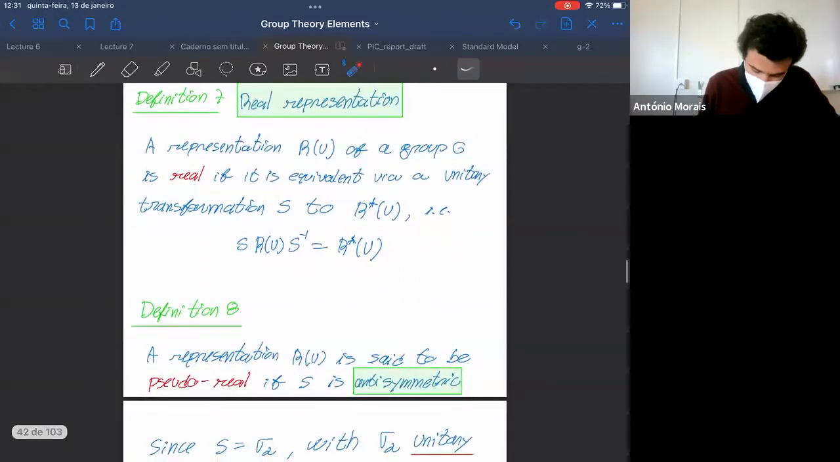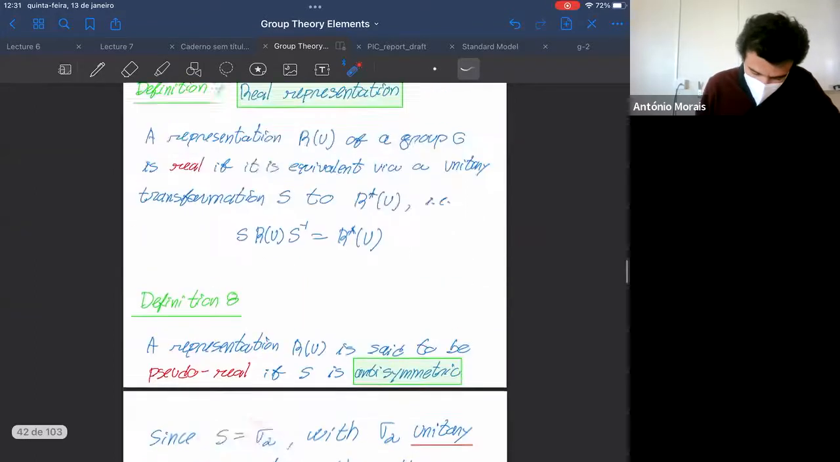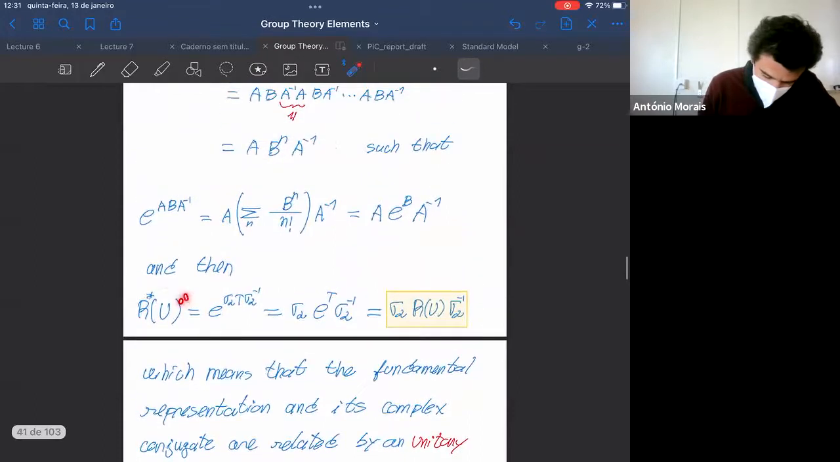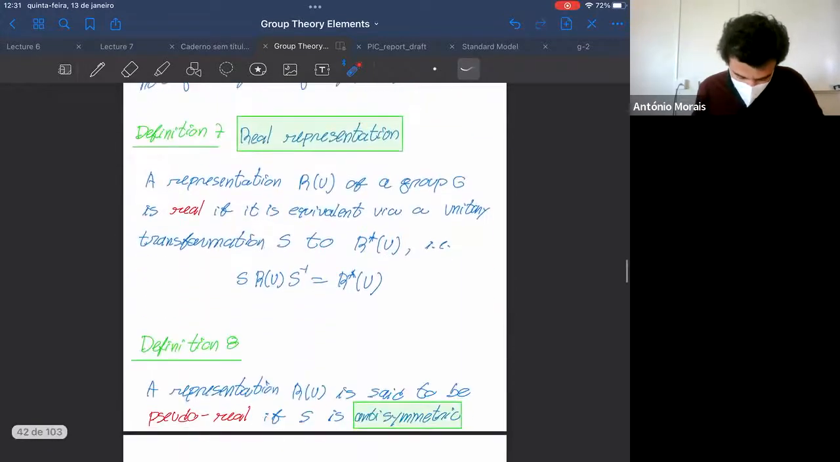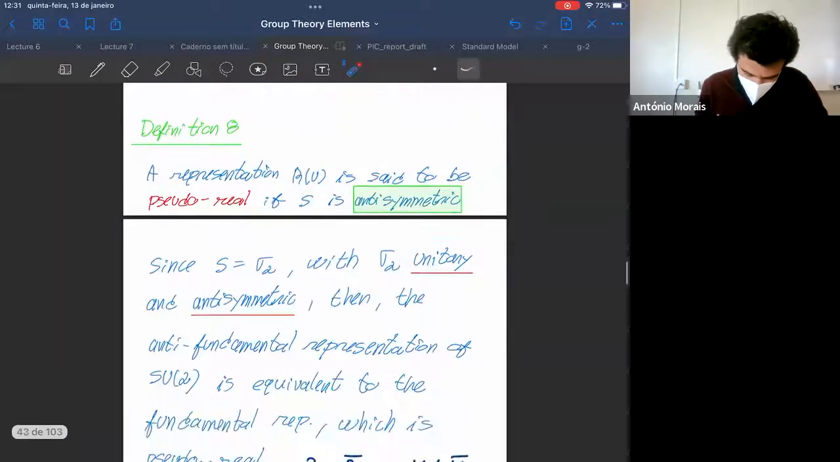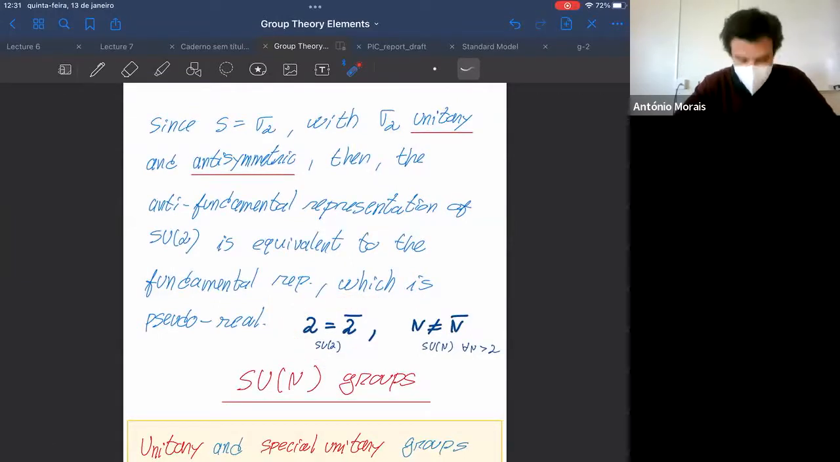And there's another one: if RU is antisymmetric, then RU is pseudo-real. Since S equals sigma 2 in the case of SU2, the doublet bar is equal to sigma 2 doublet sigma 2 minus 1. And you know that sigma 2 is antisymmetric. So this is pseudo-real. And for this reason, for SU2, 2 equals 2 bar. So in essence, it's a real representation.